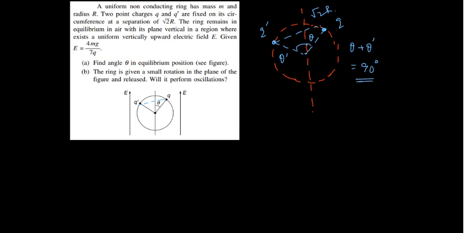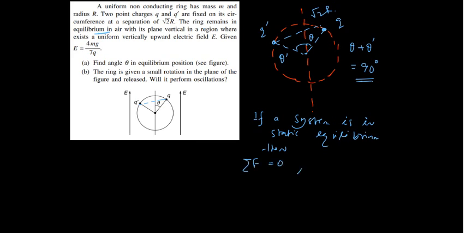Fine. The ring remains in equilibrium. Now that is important. I have already told you, if a system is in static equilibrium, then the summation of F acting on the system will be 0. That is point number 1. And point number 2, the net torque acting on the system about any point inside the system will be equal to 0. So quickly I will take you through the guided tour.